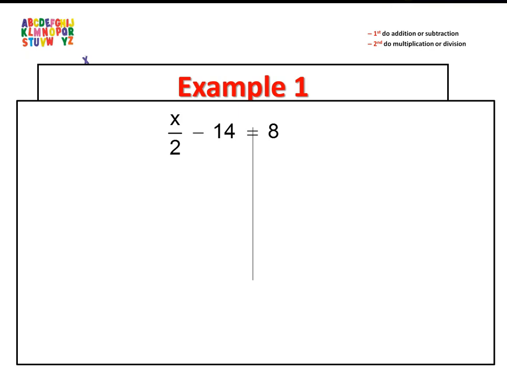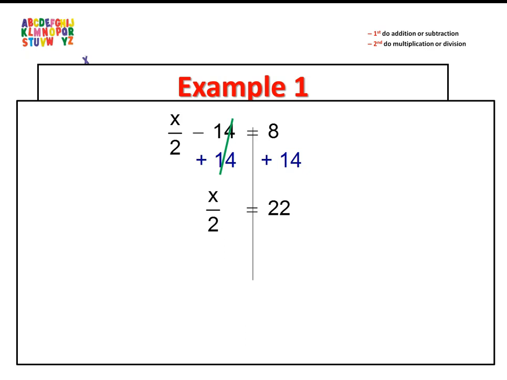So I got my line there by the equal sign. We undo subtraction with addition, so I'm going to add 14. And whatever I do to one side, I'm going to do to the other side. So I add 14 to both sides. Those 14s cancel out. And here's what I'm left with: x divided by 2 equals 22.